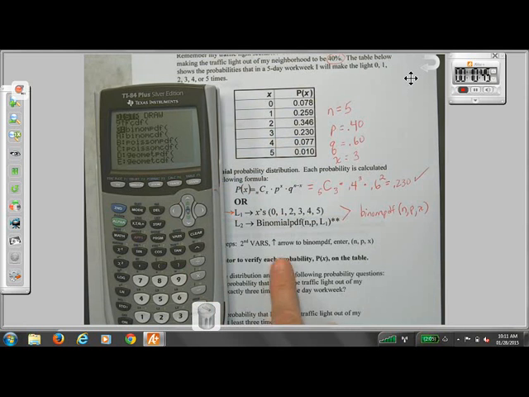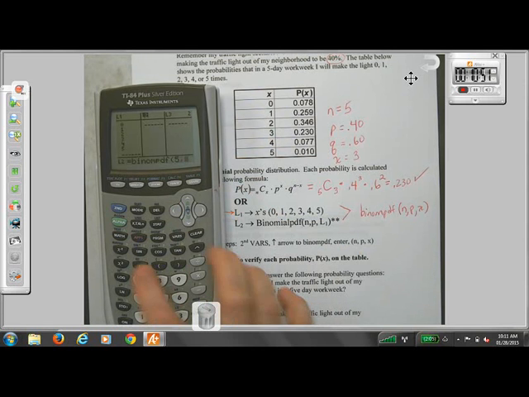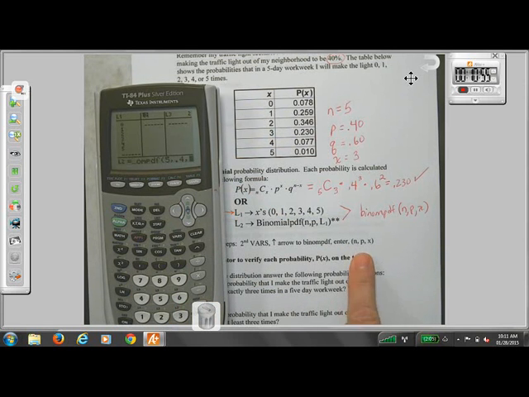Okay, then you hit enter. Then you put in your N, 5, and a comma, your P, 0.4, and a comma, and we're using list 1 for our X, so second and the number 1. Hit enter, and again, there they all come out.